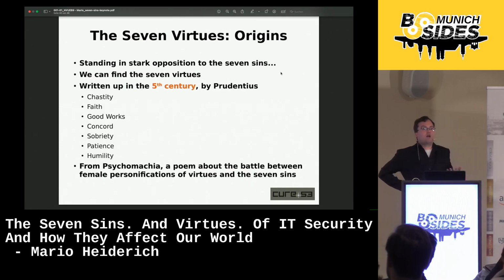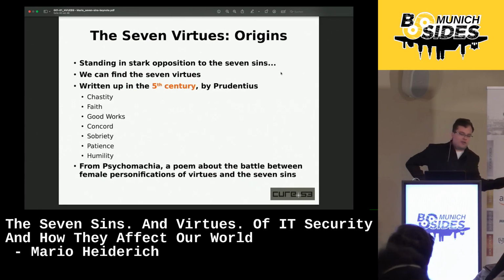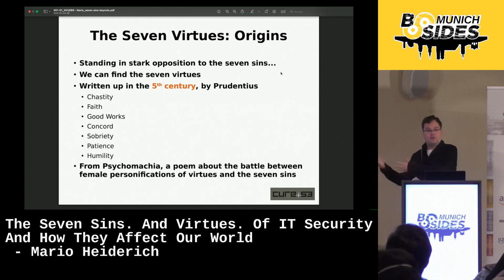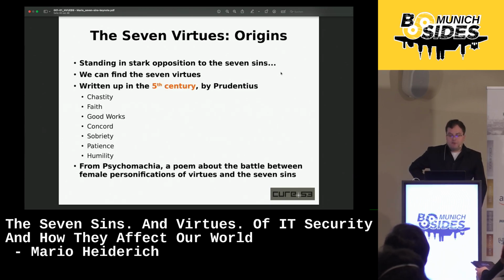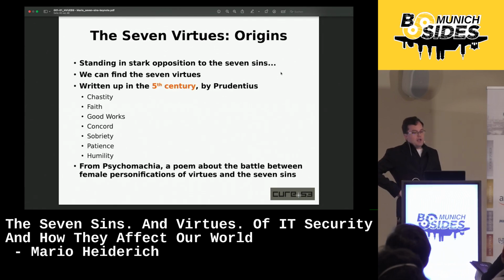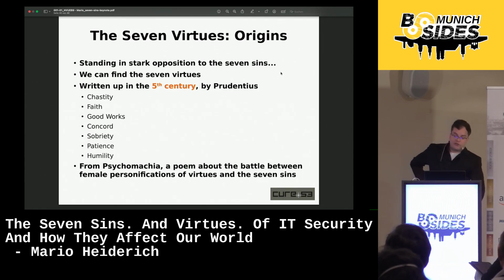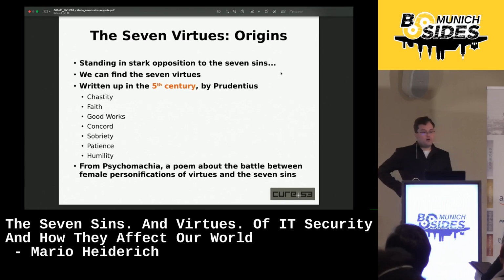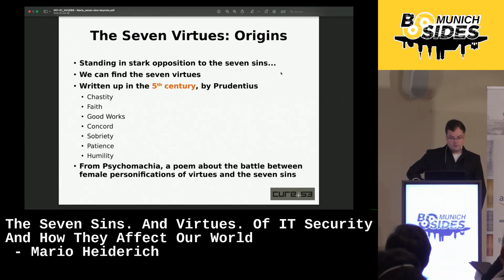They popped up right between the idea of the 7 sins and the manifestation of the 7 sins as really being 7 and not just 8. And they came up in the 5th century by someone who was going by the name Prudentius. And they were called chastity, faith, the good works, the concord, the sobriety, the patience, and the humility.